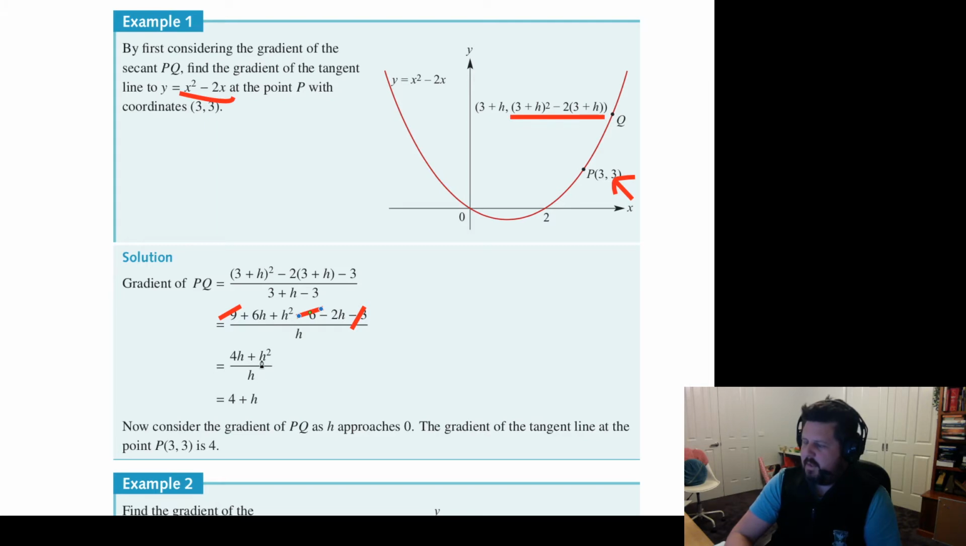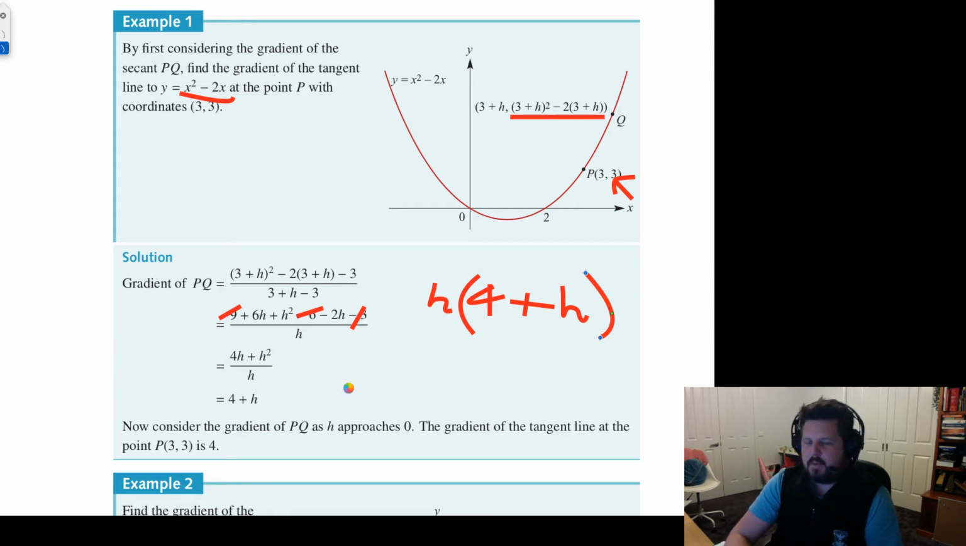Now, this is where people can get a little bit stuck. The trick with these is to take out the common factor on the top line. So the thing that's common to both 4h and h squared is h. Then you're left with, on the top line, 4 plus h. I've just taken out h as a common factor. h times 4 is 4h, h times h is h squared. And on the bottom line, you've got the h still from here.